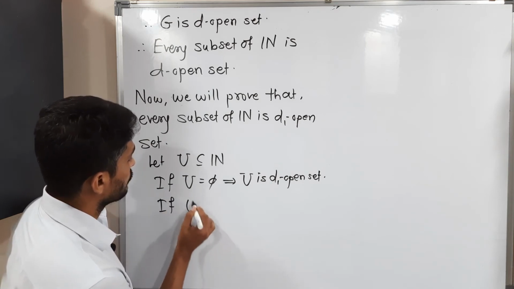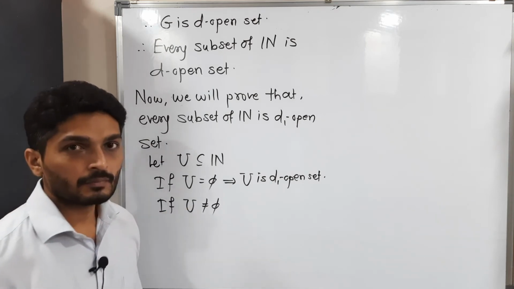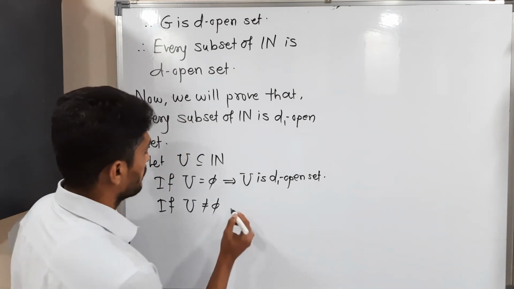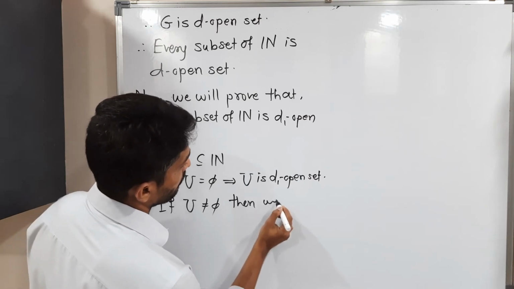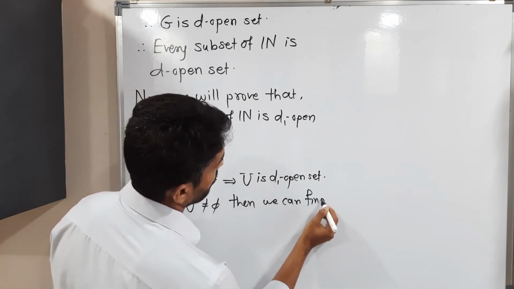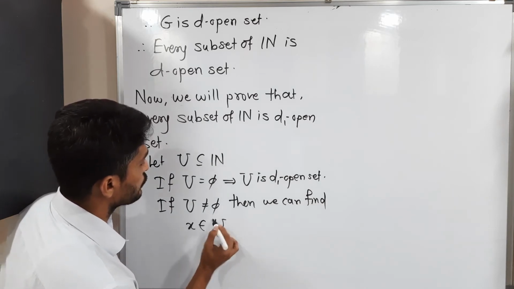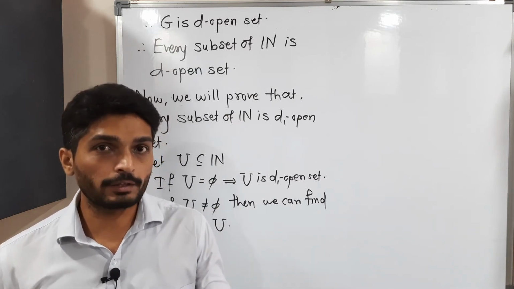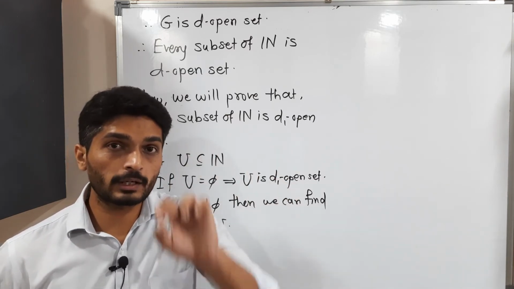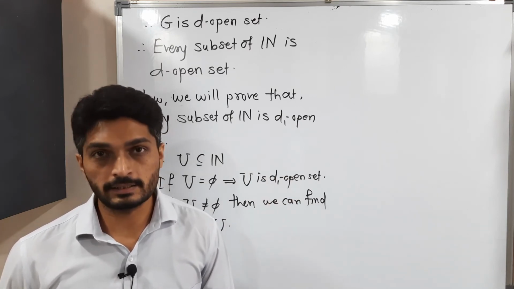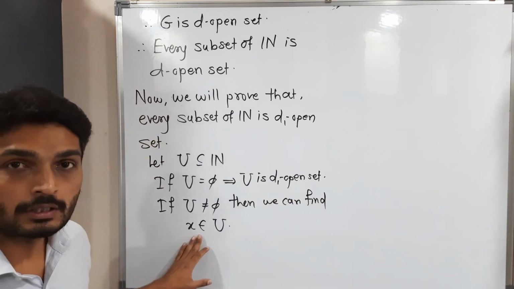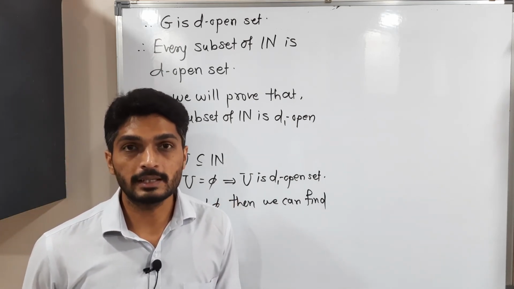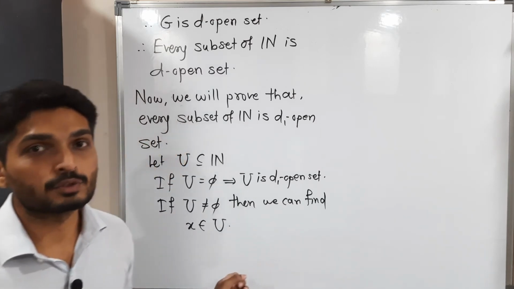If U is not equal to phi, if it is a non-empty set, definitely we can find some point x belongs to U. You remember the technique of proving any set is open? When we have any point from that set, it is possible to find an open ball around that point which entirely lies inside the set. The same thing I am going to do. Here I have got x from U, so I am going to find an open ball with center x and some radius r, which will be a subset of U.